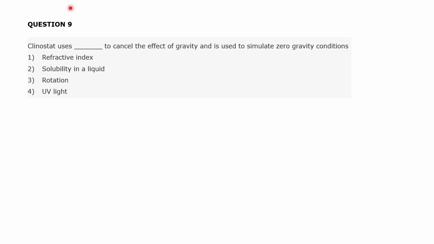So question number 9: a clinostat is used to cancel the effect of gravity and to simulate zero gravity conditions. Which is the probable factor that a clinostat uses here: refractive index, solubility in a liquid, rotation, or UV light? Does anyone know the answer?